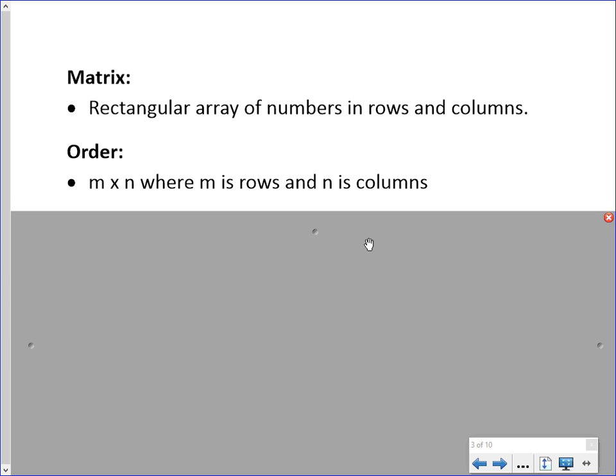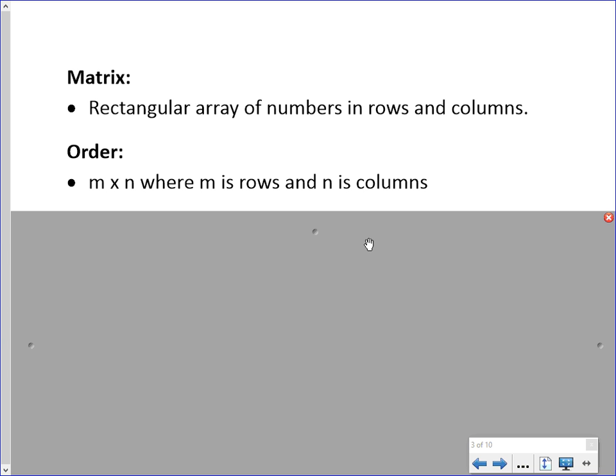Matrices have something called order. Another word for order would really be dimension. And order is m by n, where m is rows and n is columns. So that was one thing you should have done in Algebra 2, was name the order of the matrices.